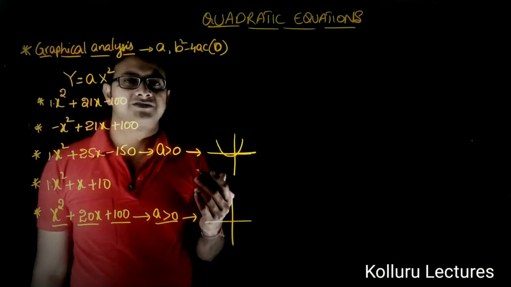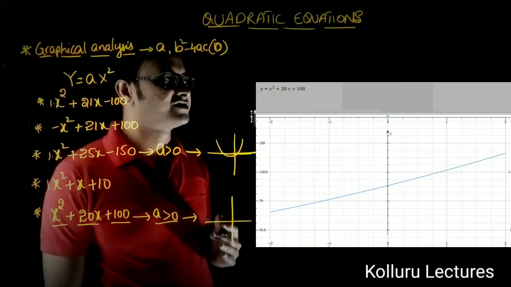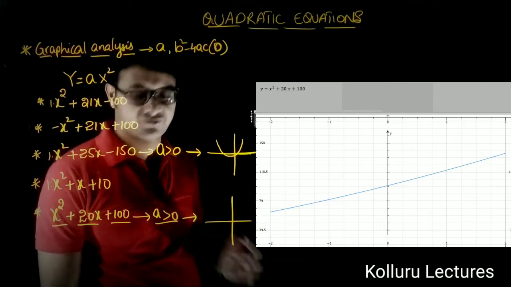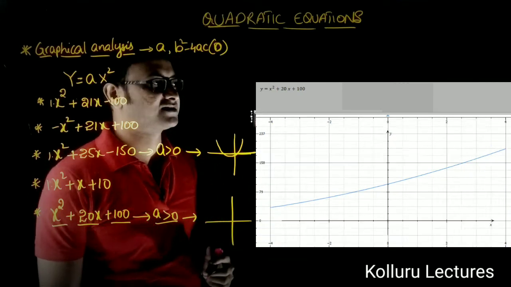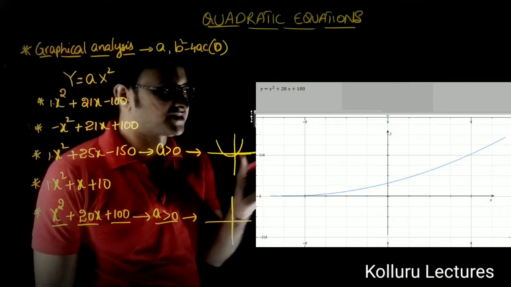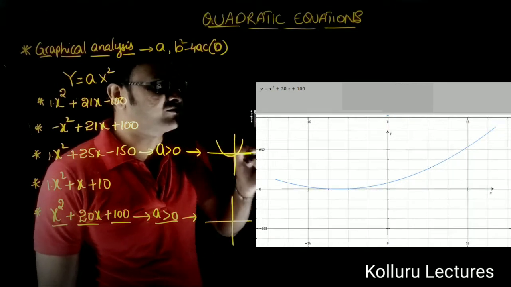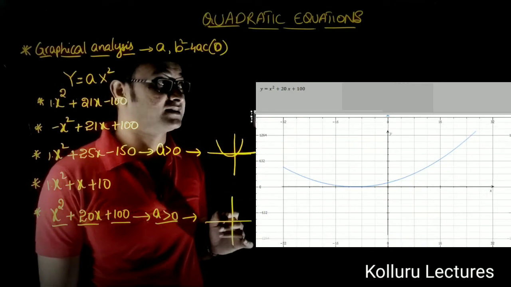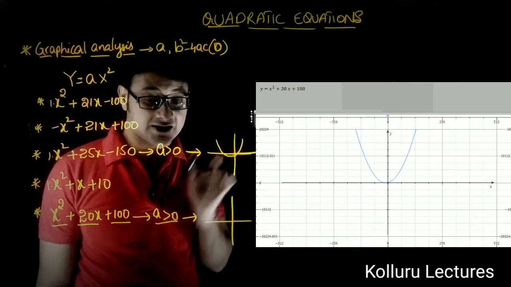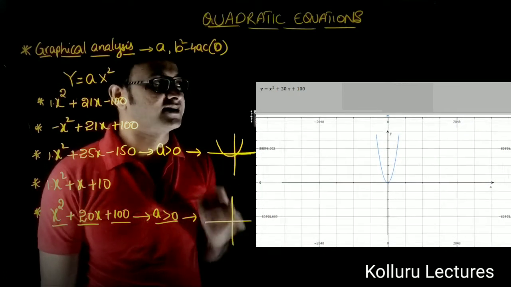Now let us have a look at the graphical analysis. Here you see the graph plotted for x square plus 20x plus 100. As a is greater than 0, I am minimizing the graph so that you can see that again it is open upwards. But here you can observe one clear thing: it is touching the x-axis at one point.